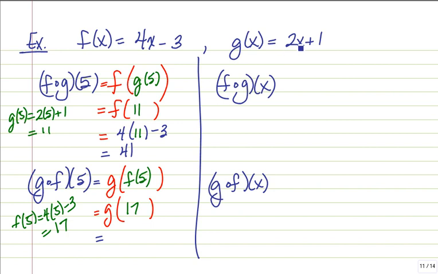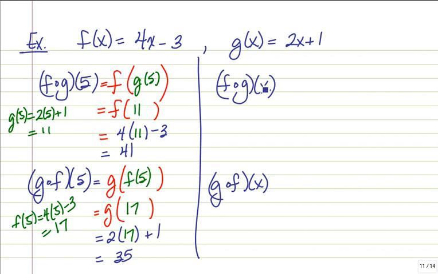So g of 17 means now to replace the x with 17 into the function g. So that's going to be 2 times 17 plus 1, or 34 plus 1, which is 35. Okay, so you're always going to plug in to the inner function first, and then the outside function.